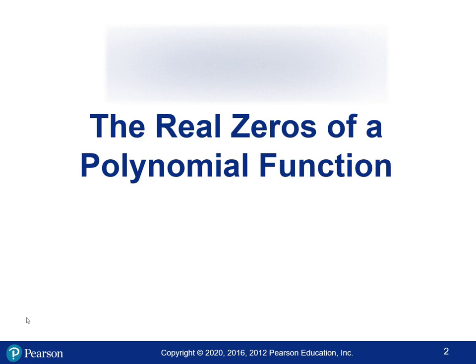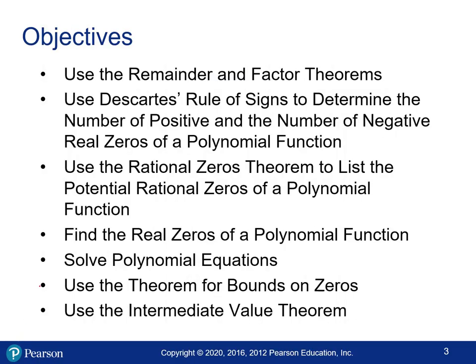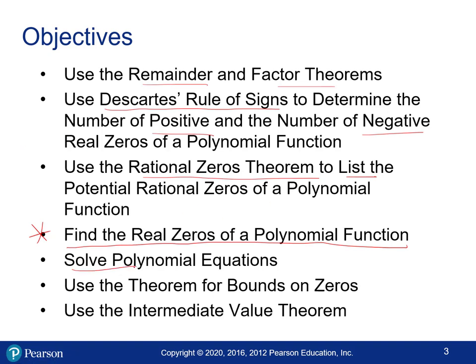Hi everyone, in this video we're going to keep talking about real zeros of polynomial functions, and this time we're going to be finding the real zeros of the functions. In the previous videos we used the rational zeros theorem to list our possible rational zeros. We learned about Descartes' rule of signs, telling us about the number of positive and negative real zeros, and we learned about the remainder and factor theorems. We're going to put all of that together to actually find real zeros of polynomial functions and also solve those functions if we set them into equations.